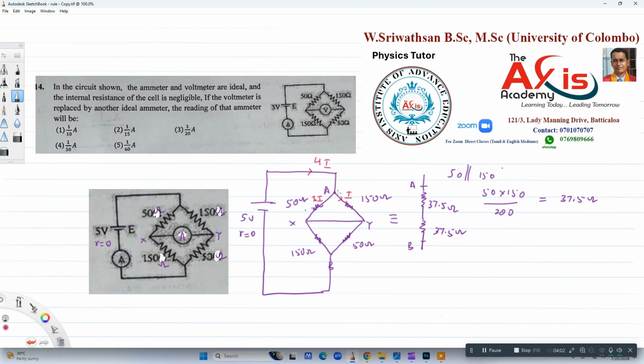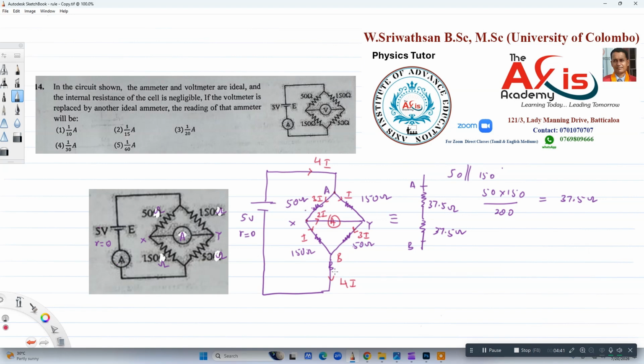By symmetry, if this is I, this is also I. Then this 3I is coming here now. At the junction X, 3I will split into 2. I is passing through X to B, and X to Y, where there's an ammeter, 2I will pass. So this 2I and this I, so 3I will pass through this 50 ohm. 3I and I, making 4I, will pass in this direction. So the current is okay.